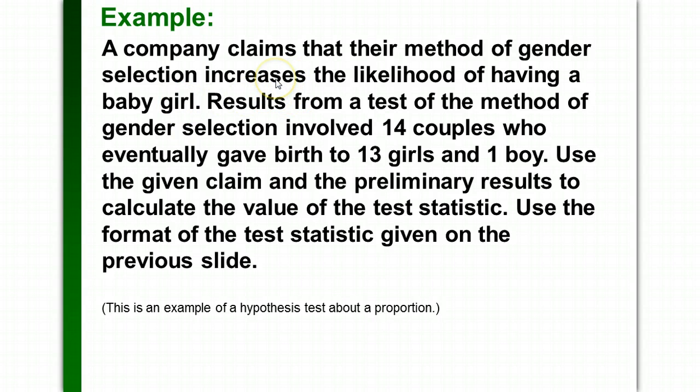Basically, what's going on here is that normally we think of the likelihood of having a girl to be 50-50. I've got a baby coming, and I don't know what the sex is going to be. It's a 50-50 shot of a boy or girl. This company is saying that if you take our product or do our gender selection process, whatever it is that they do, we'll increase the likelihood of you having a girl. So 14 of these couples who went through the treatment had their babies. 13 of those 14 were girls and one was a boy. So significantly higher than 50% of them were girls.